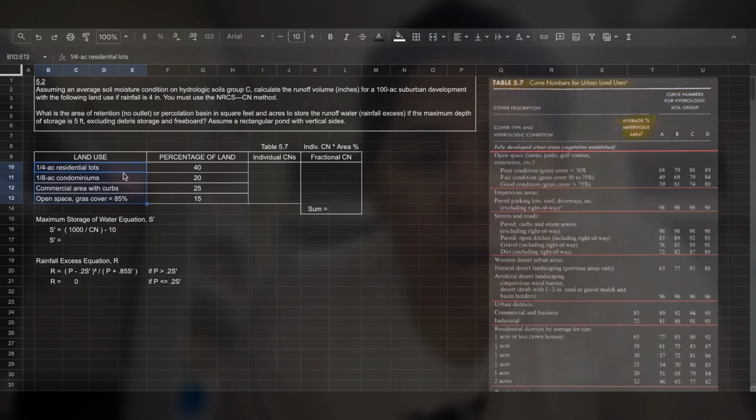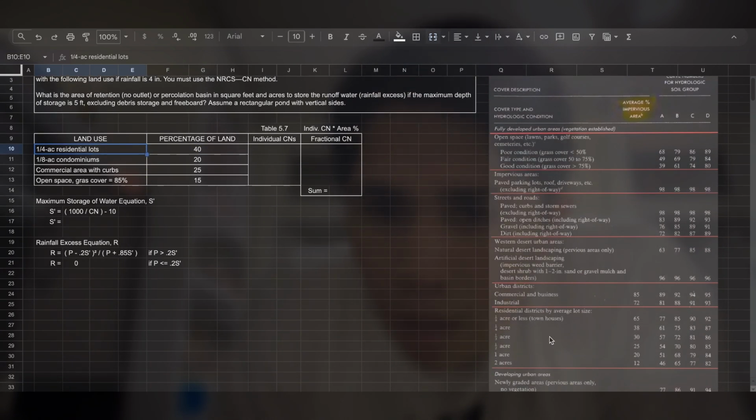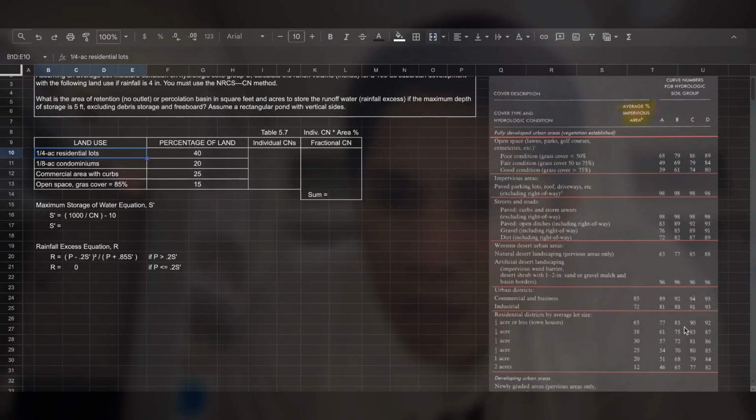If we only had one land use in our watershed, let's say all our watershed is full of 1/4 acre residential lots, what type was it? Type C. We come down here to 1/4 and it will be 83. So our curve number would be only 83. But since we have more than one land use, we need to find a fractional curve number for each of them, and then add them up. And this number would represent the curve number of our watershed with these different types of land use.